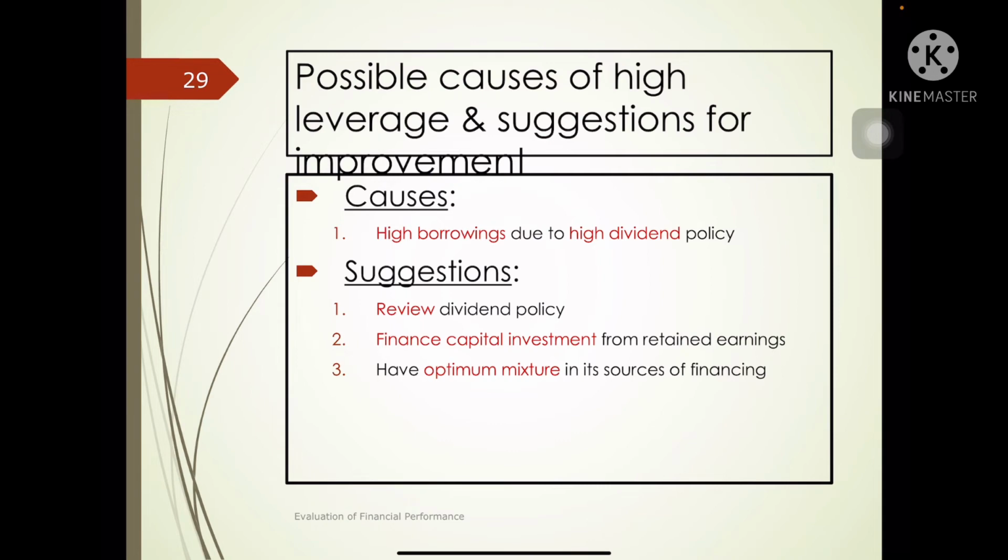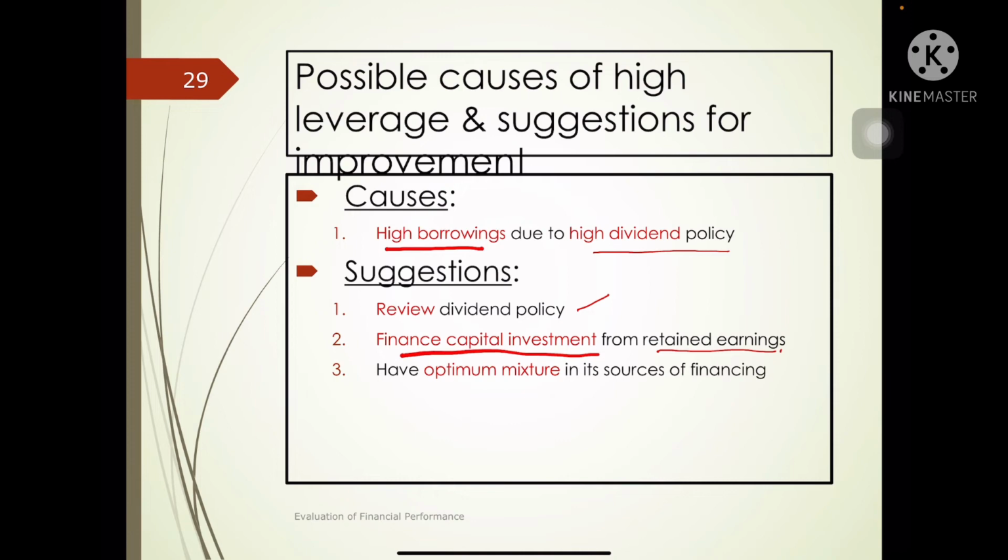Alright, possible causes of high leverage and suggestions for improvement. Number one, high borrowing is actually due to high dividend policy. So the suggestion is we have to review the dividend policy, and then we have to finance capital investment from retained earnings. So it means that here we do not borrow, but we use our retained earnings in order to finance our project.